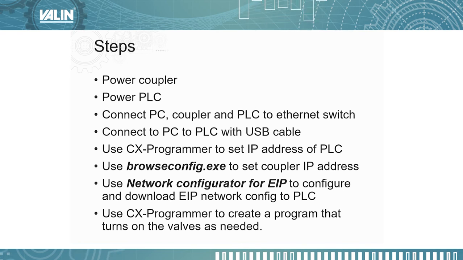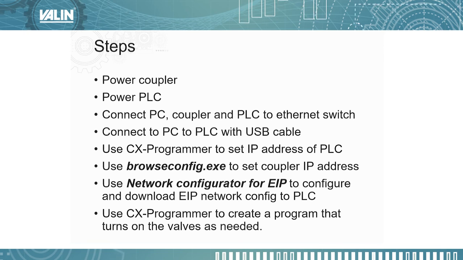You want to connect the PLC, the coupler, and the PC to an Ethernet switch so that you can have Ethernet connected to all three. You connect the PC to the PLC with a USB cable. You want to have both the USB connection and an Ethernet connection from your PC to the PLC so that once you get everything configured, you can just use the Ethernet connection. The network configuration has to be done over USB.